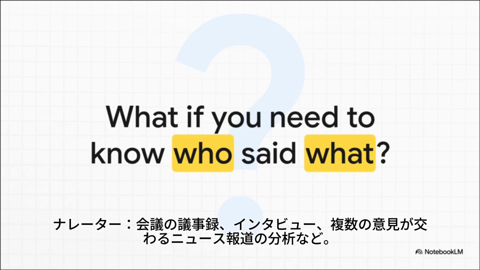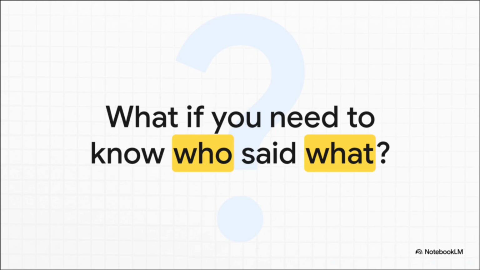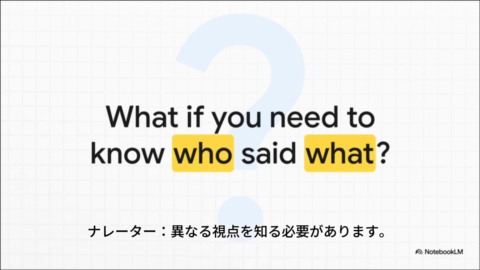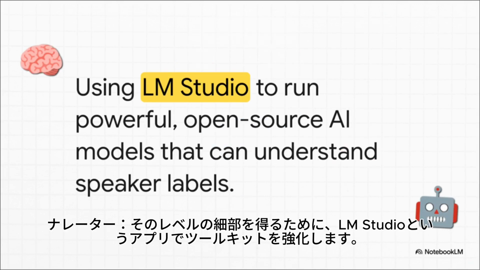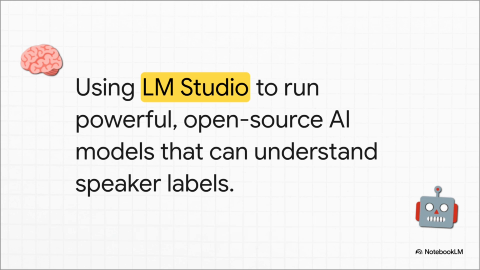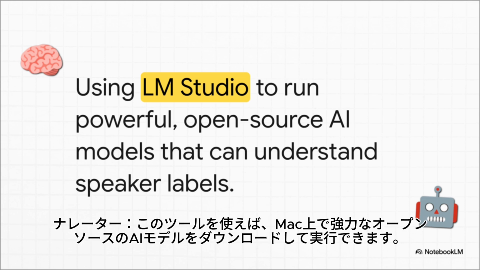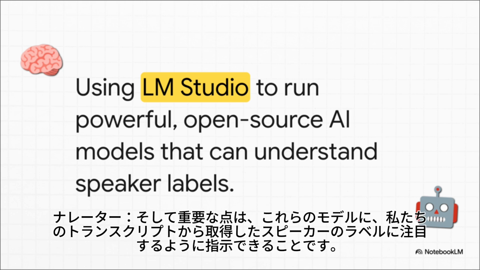And this is really the crucial question, isn't it? Think about it. For meeting minutes, for an interview, for analyzing a news report with multiple voices, a general summary just doesn't cut it. You absolutely need to know the different perspectives. You need to know who said what. So to get that level of detail, we're going to level up our toolkit with an app called LM Studio. This thing lets you download and run some seriously powerful open-source AI models right on your Mac. And the key is, we can tell these models to pay attention to those speaker labels from our transcript.